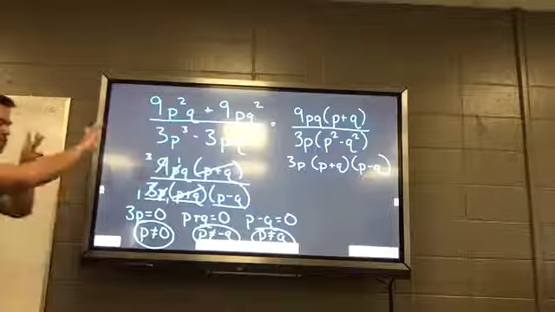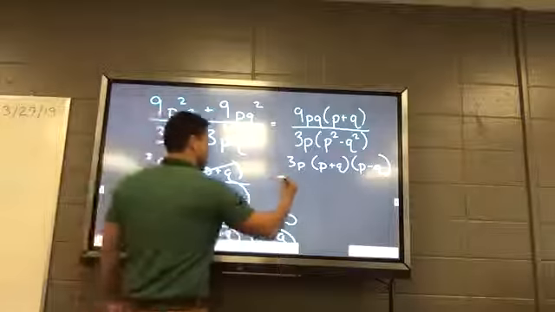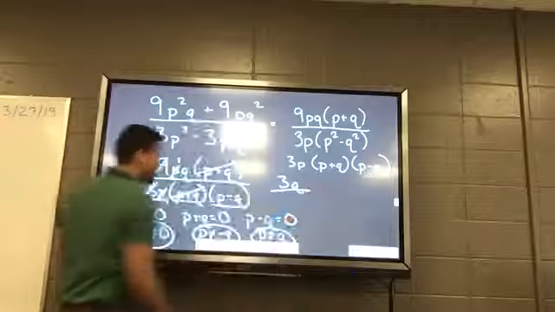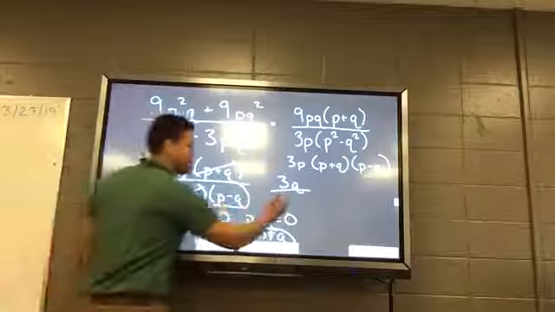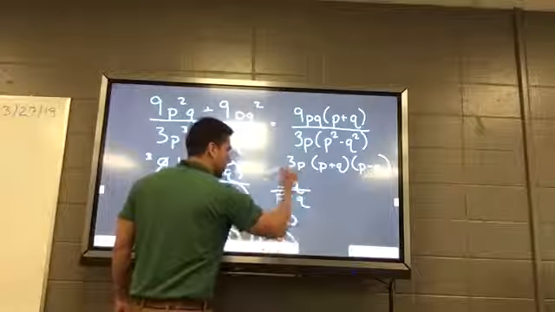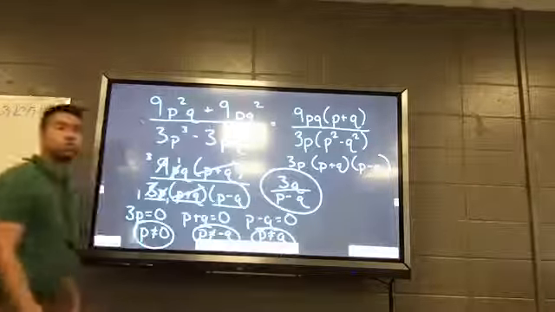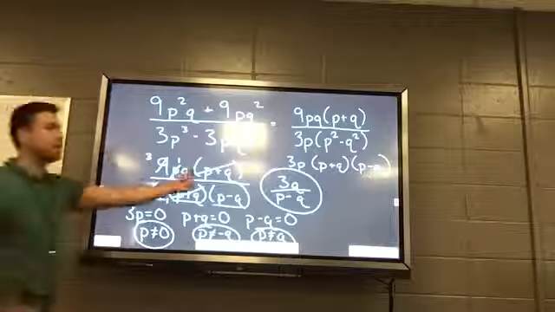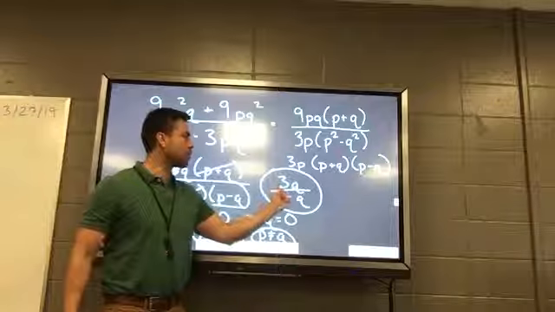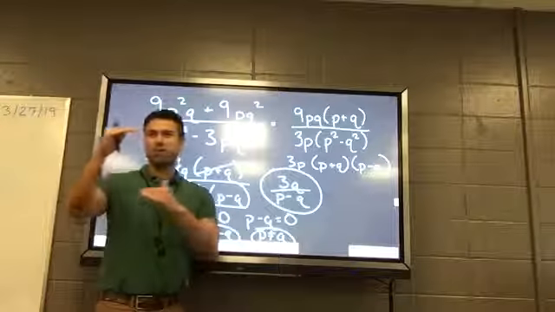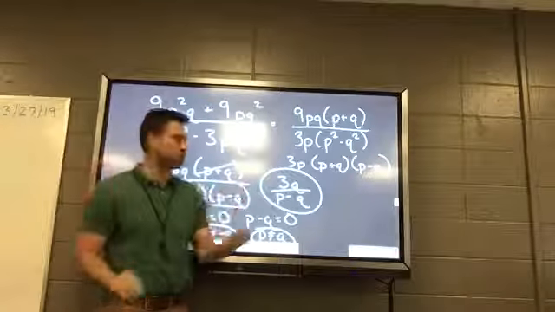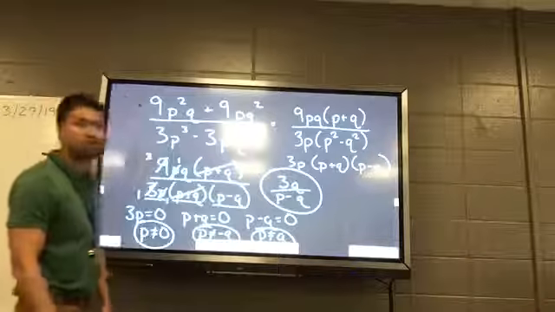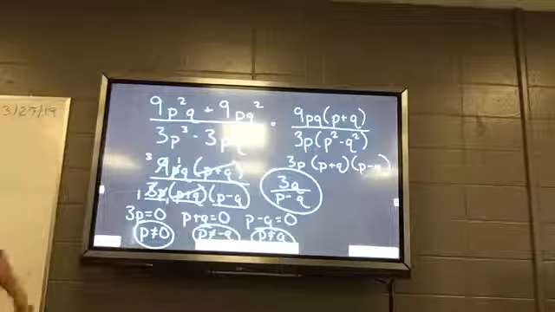What are you left with in the numerator? 3Q. What's left in the denominator? P minus Q. Can you cancel out those Q's? No, because one set of Q's is being multiplied, the other Q's being subtracted. Can you undo subtraction with multiplication? No, don't get into that realm. You're done with that. That's a good problem. Anyway.